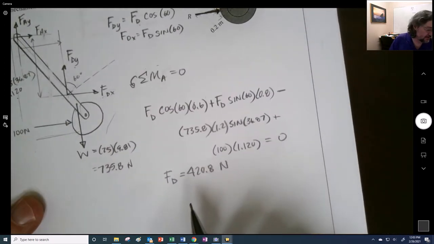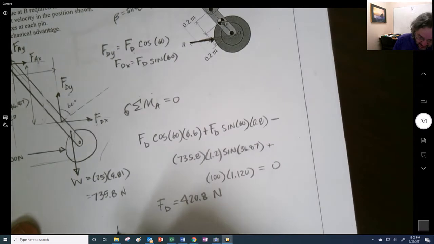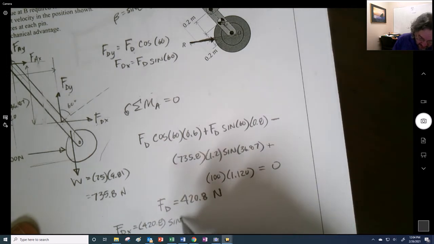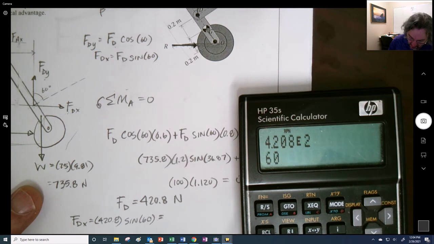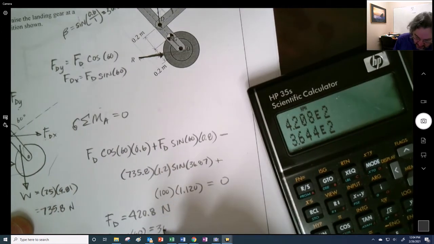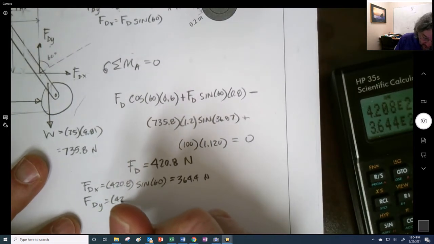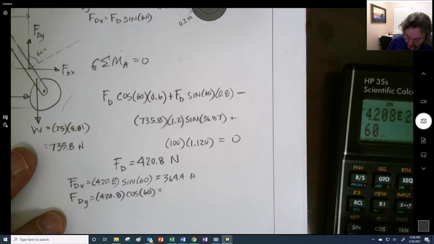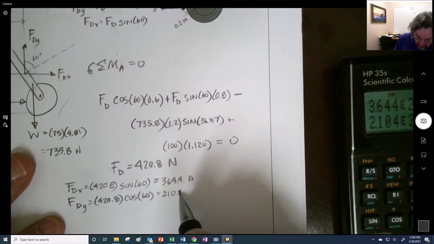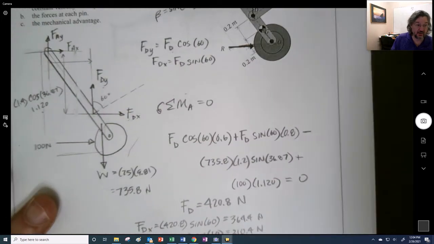So if we want to find what the forces are in the x direction, let's go ahead and break that down. FD x is going to be that 420.8 times the sine of 60. Right, and that's going to help us a little bit here. Let's see. Maybe not sine of 60. Okay, so that's going to be 364.4 newtons. FD y is 420.8 cosine of 60. So that's just going to be 1/2 of the thing, isn't it? So it's just 210.4 newtons.